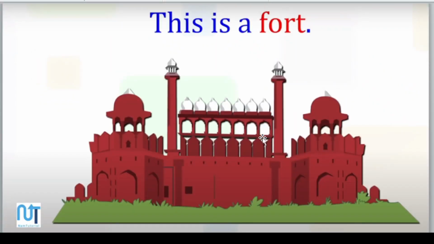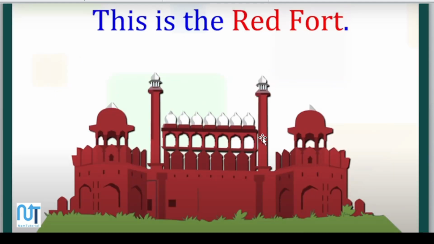This is a fort. It's the name of a place. But we have many forts. Which particular fort am I talking about? Do you know? No. So, it's a general term, a common noun. It may have many examples, like Red Fort. Yes, this is the Red Fort. I am talking about Red Fort, and Red Fort is the name of this particular building. Hence, it's a specific name, a proper noun.